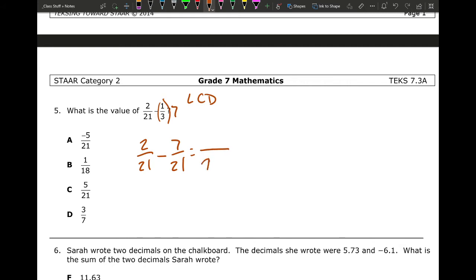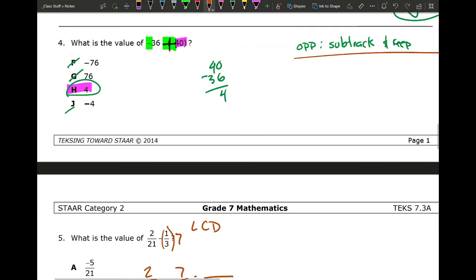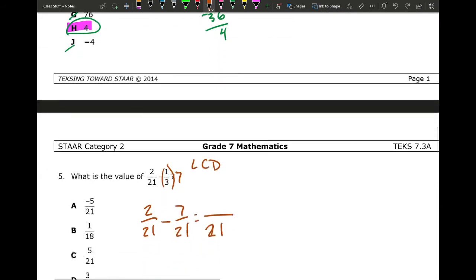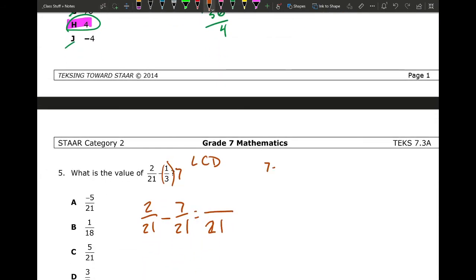However, all I got to do is take care of the top. 21 stays the same. But the top is a little bit different. Again, these same rules apply. Opposite sign, subtract and keep the sign of the bigger number. So 7 minus 2 is going to be 5. However, the 7 is bigger and the 7 is negative. So my answer is negative 5 over 21. I can't simplify this any further. So my answer is going to be A.